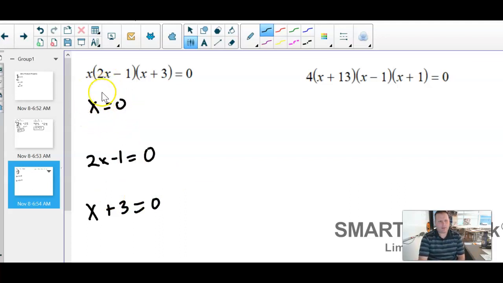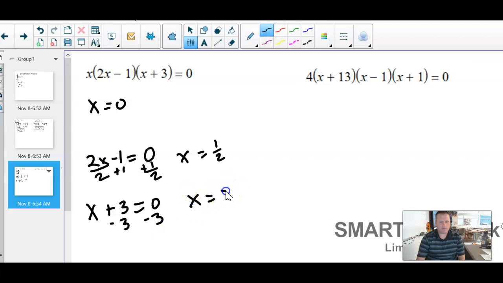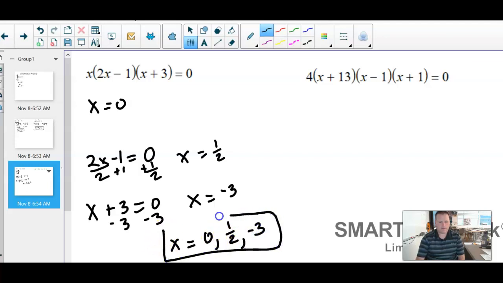So this is already solved. That's nice. This one I'm going to have to add the 1, and then I'm going to have to divide by 2. So I'll have x is equal to 1/2 on this one. And then this one I'm going to have to minus the 3, which gives x equals negative 3 there. So all my solutions, x equals 0, 1/2, and negative 3, are the 3 solutions. However many x's I have, that's how many solutions I'm going to have.